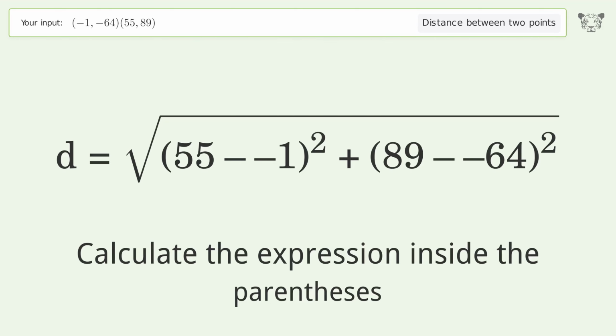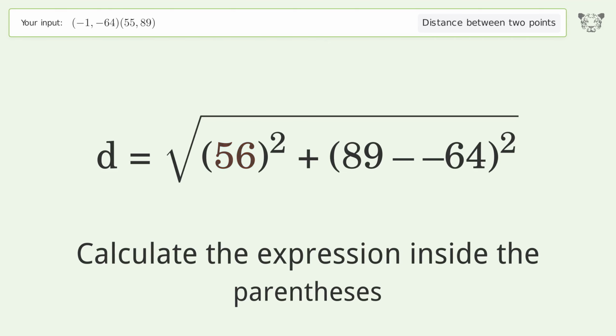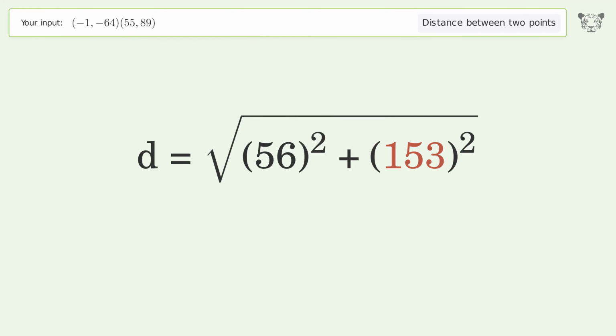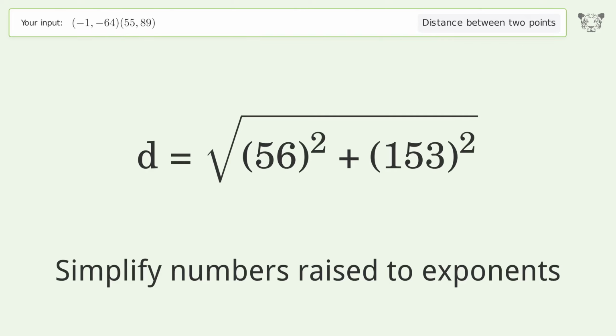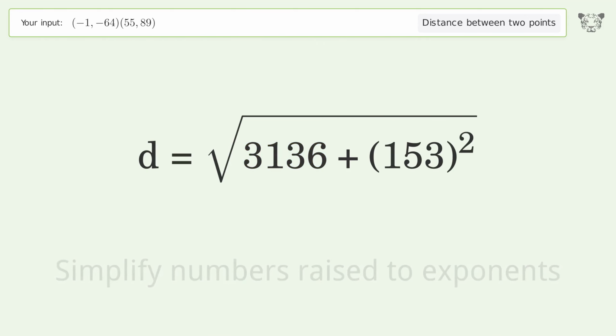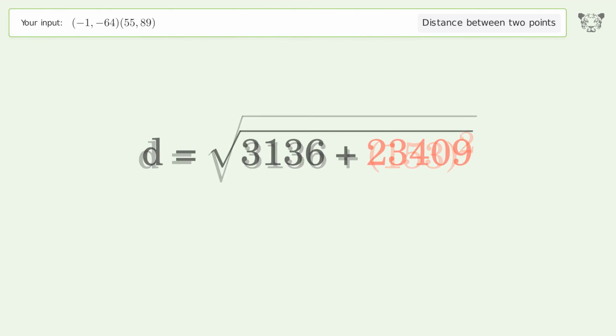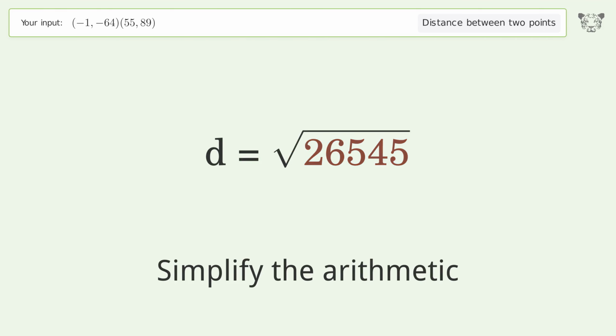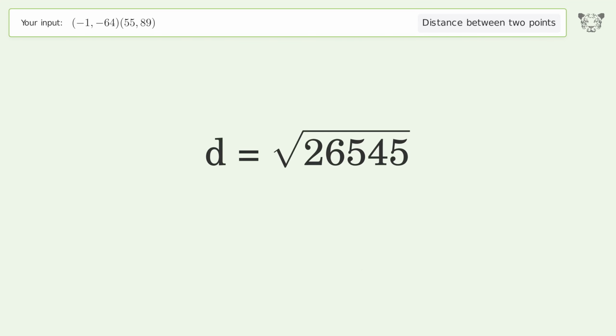Calculate the expression inside the parentheses. Simplify numbers raised to exponents. Simplify the arithmetic. And so the distance between the 2 points is the square root of 26,545 or 162.926.